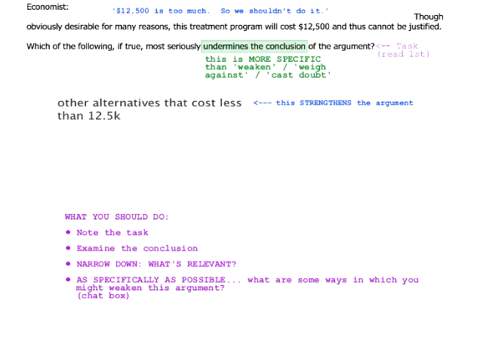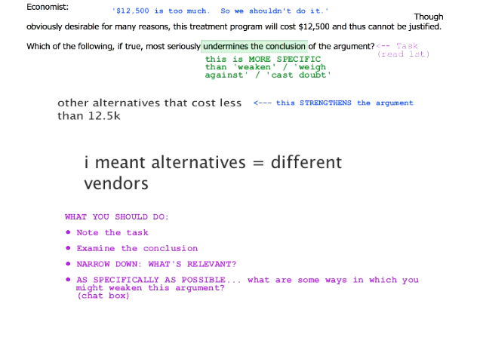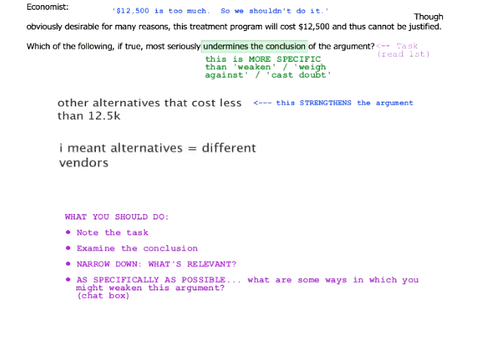Alternatives is different vendors. Okay, if you could reduce the cost of the treatment program, although, all right, sure. Now let's talk about how the GMAT does things. Let's talk about that. So assuming you mean that it's the same program we're talking about up there, but we're going to reduce the cost. So what if we reduce the cost? Now, let's talk about the GMAT.